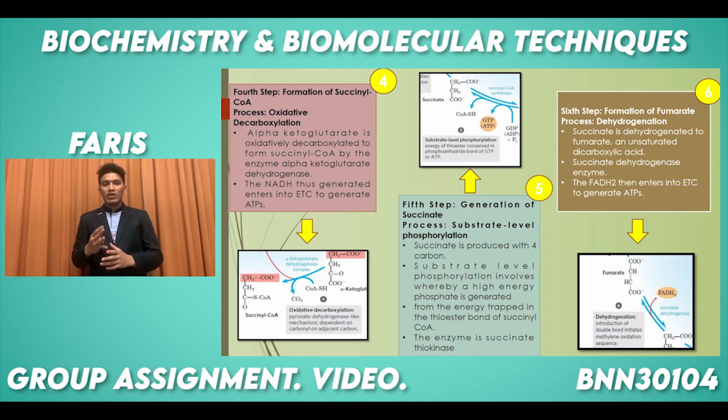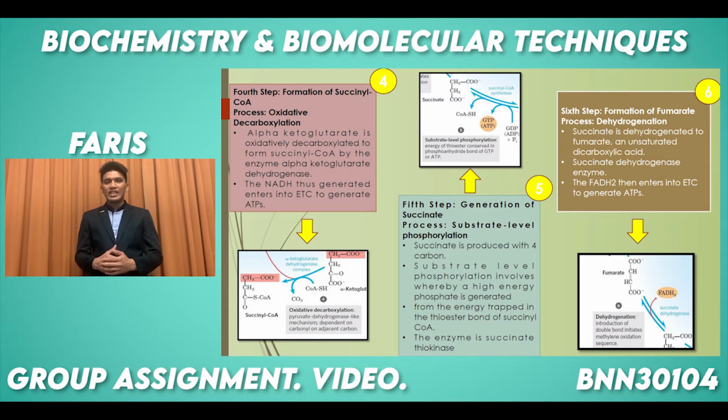Next, the fourth step is the formation of succinyl-CoA. Alpha-ketoglutarate is oxidatively decarboxylated to form succinyl-CoA by the enzyme alpha-ketoglutarate dehydrogenase. The NADH thus generated enters into ETC to generate ATPs. Another molecule of CO2 is removed in this step.